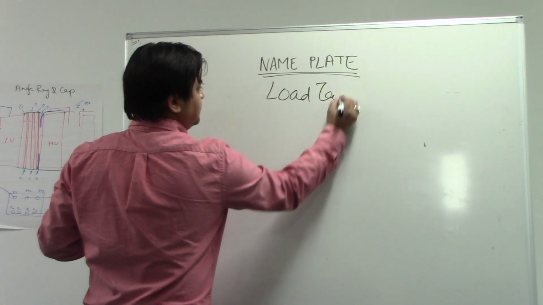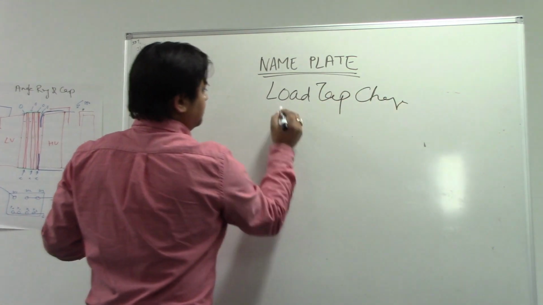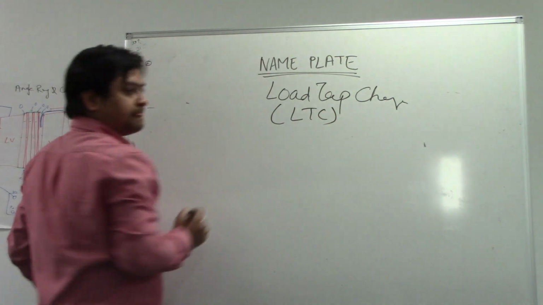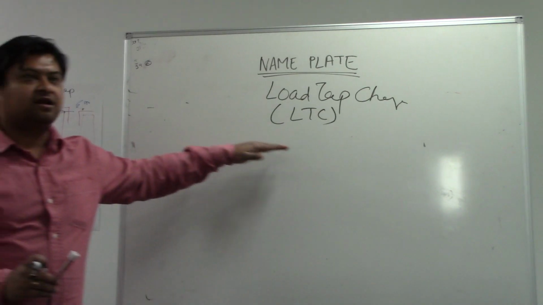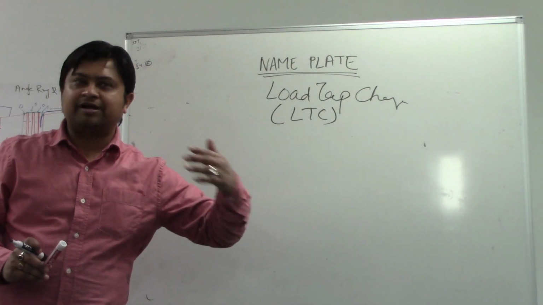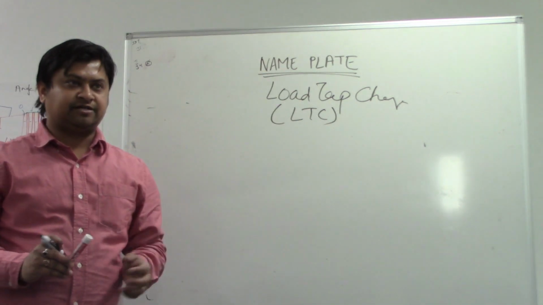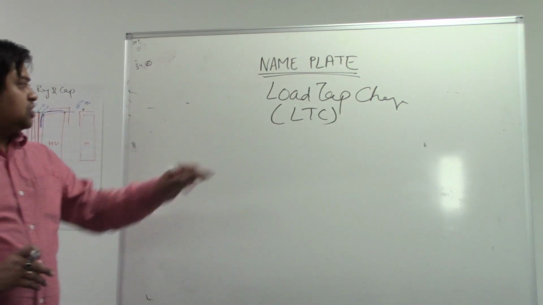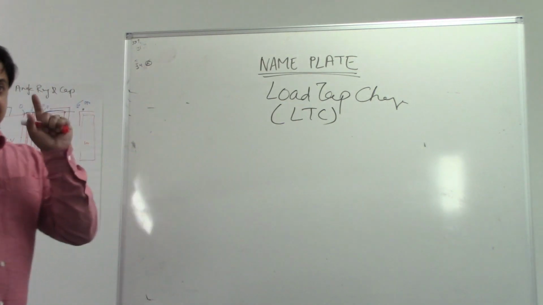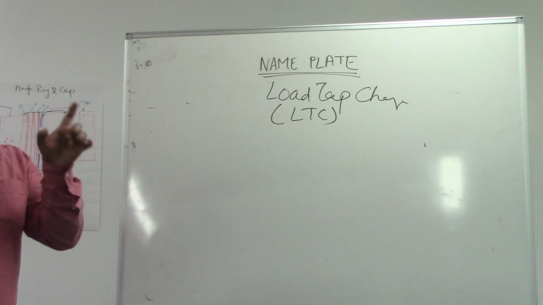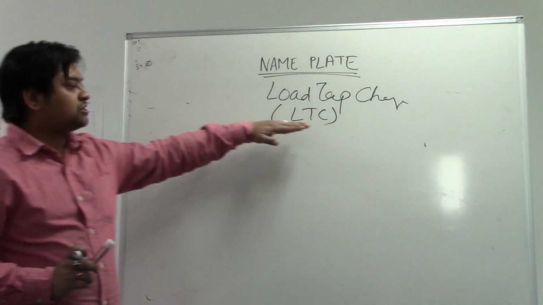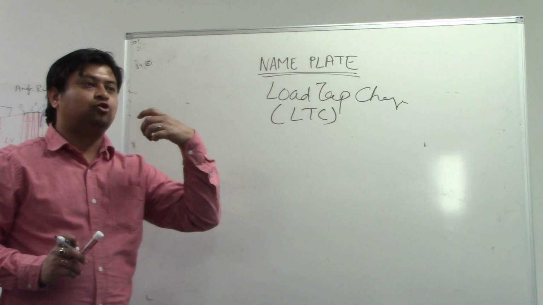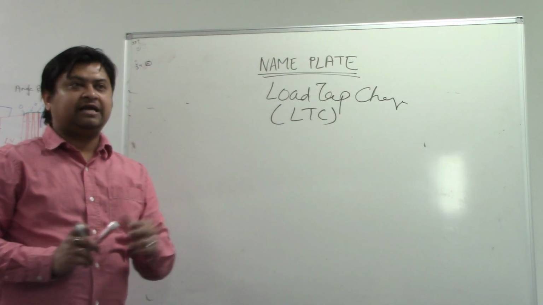Which is a load tap changer, or LTC. Now this load tap changer is a tap changer which can work when the transformer is already energized and in running condition. Okay. So this load tap changer, just remember the word: DETC is de-energized. You have to de-energize the transformer to change the taps. But load tap changer means load. Transformer is loaded. Means transformer is running.